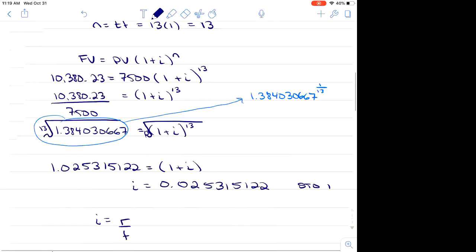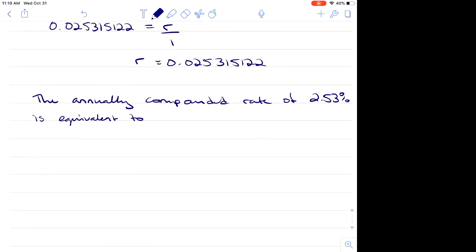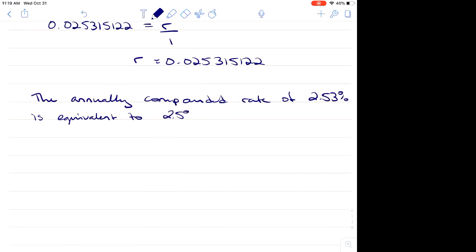It's just how we think about it: 2.53% compounded annually is equivalent to 2.5% compounded continuously.